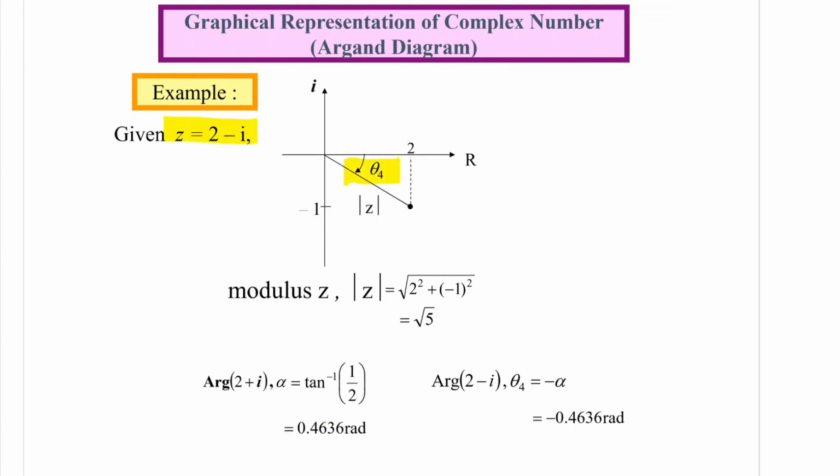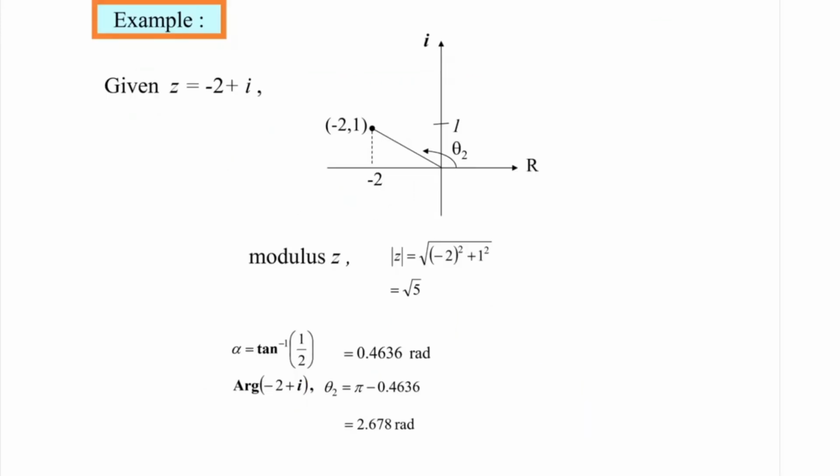Modulus z equal to square root of 2 squared plus (-1) squared equal to square root 5. Basic angle alpha equal to 0.4636 radian. Since z is on the fourth quadrant, theta equal to negative alpha. So, theta equal to negative 0.4636 radian. For z equal to -2 + i, it is on the second quadrant.